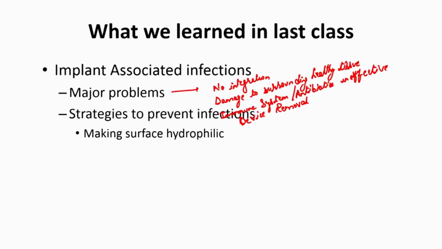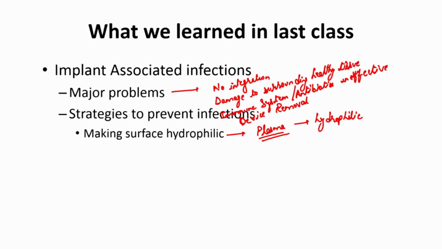So, some of these things again you have to take into account, and some other strategy we discussed is to make surfaces hydrophilic. You can treat surfaces with plasma or some other options you can explore to essentially make them hydrophilic, and what we typically find is that bacterial adherence on a hydrophilic surface is low.